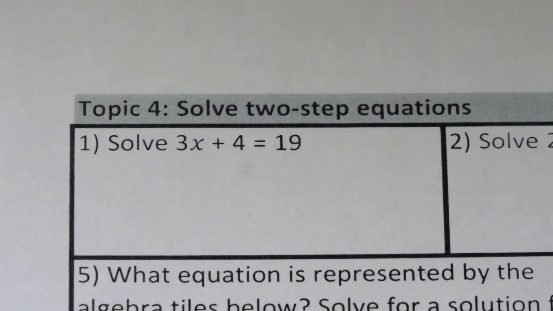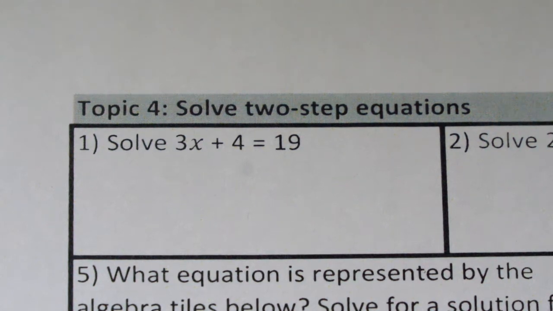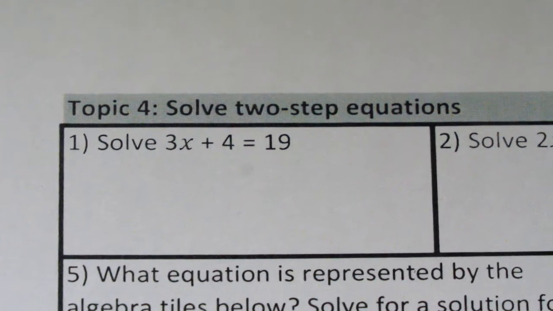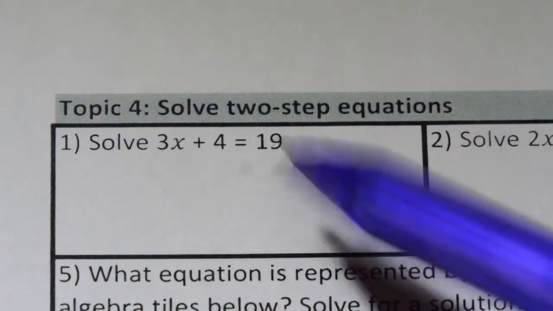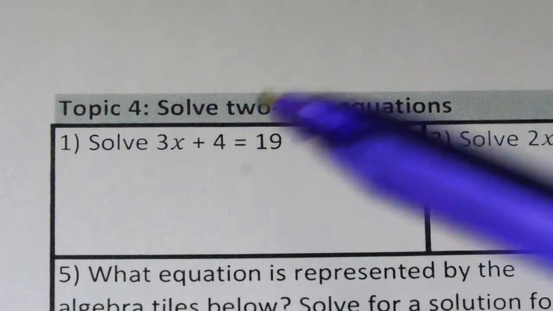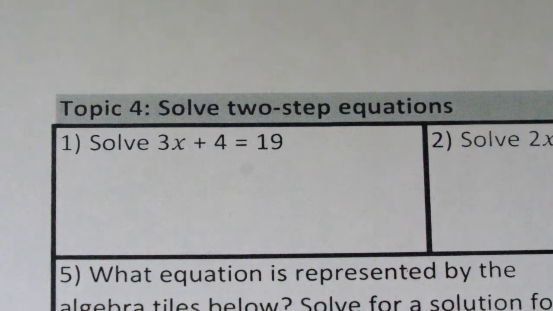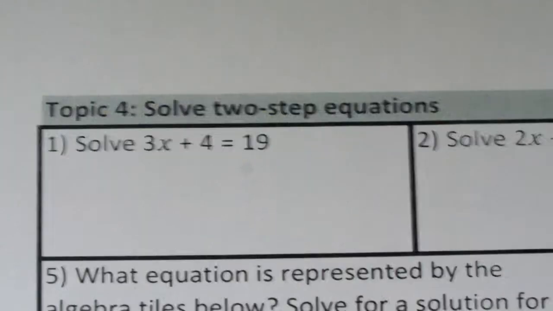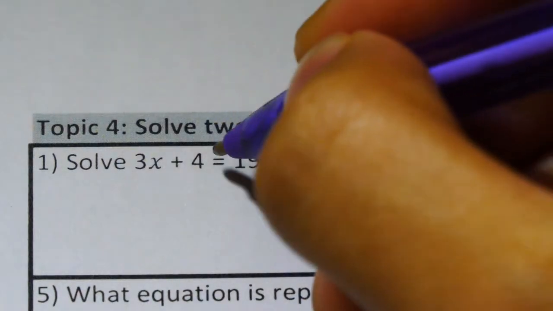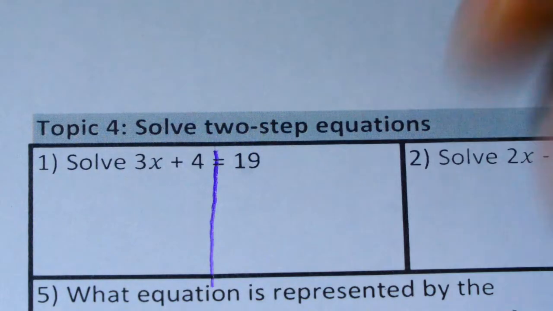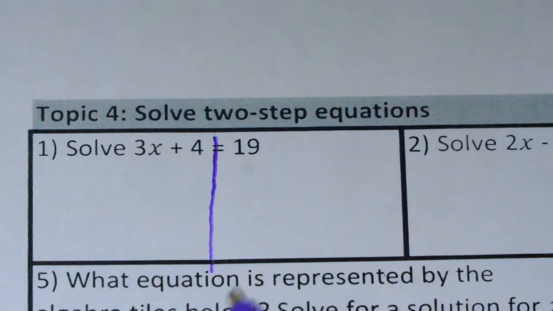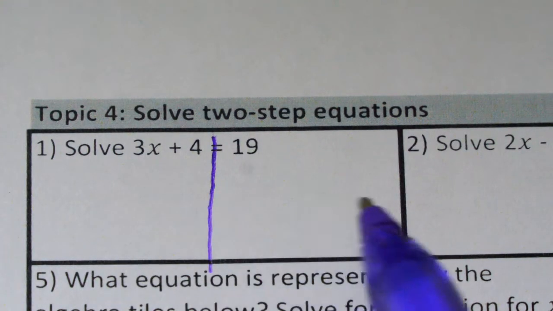Topic 4, solve two-step equations. Okay, so we are still solving equations, something with an equal sign, but this time it's two-step equations. So let's take a look. We're going to put the line on the equal sign just to show there's two sides.